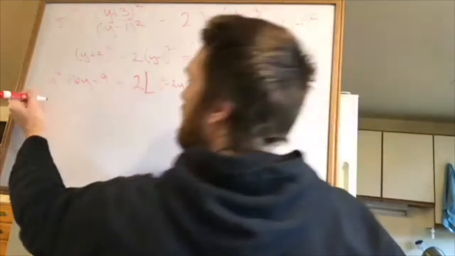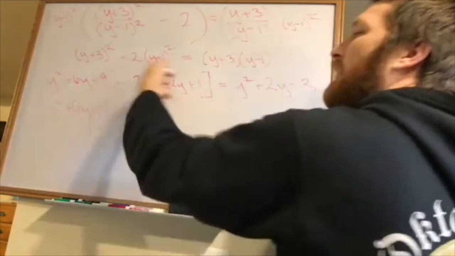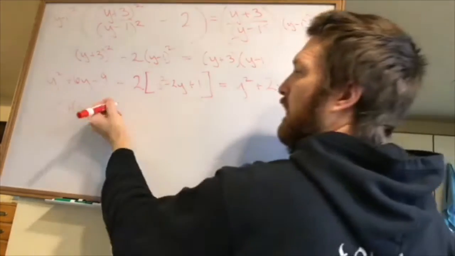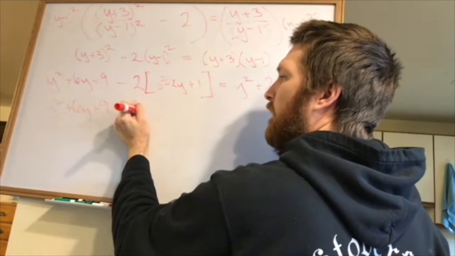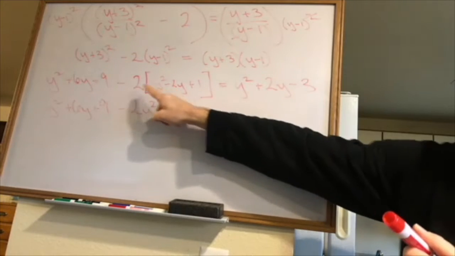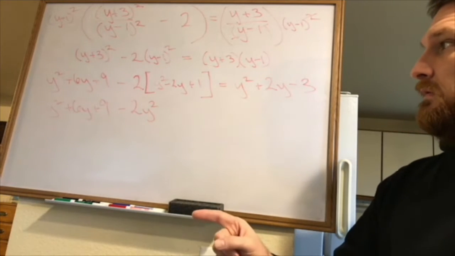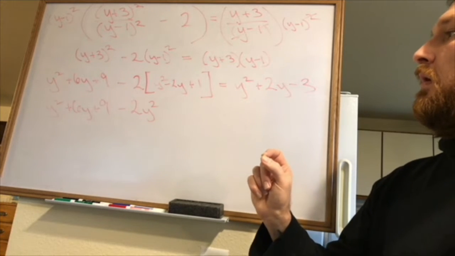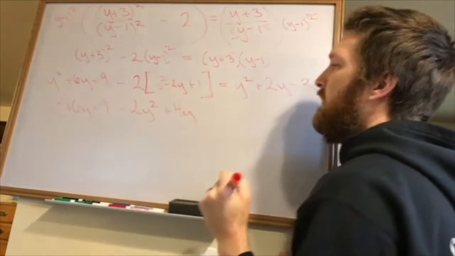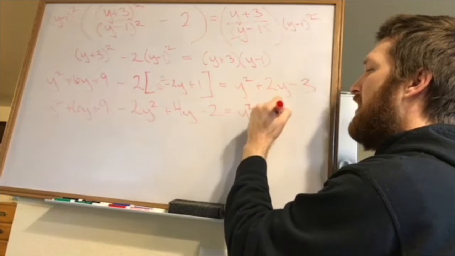So I'm going to go ahead and copy this first part, y squared plus 6y plus 9. Now when I distribute, what do I get? Hold on, y squared plus 6y plus 9, and then you have a minus, okay, minus 2y squared, and then plus 4y. Plus 4y, and then what? Minus 2. Minus 2.